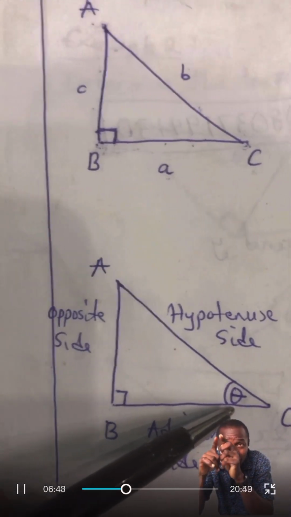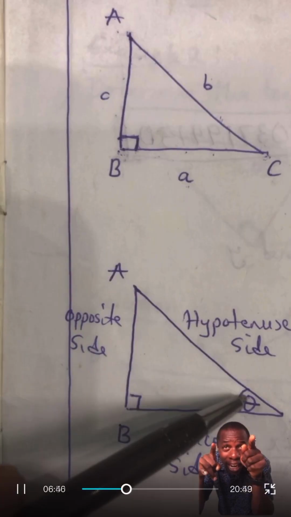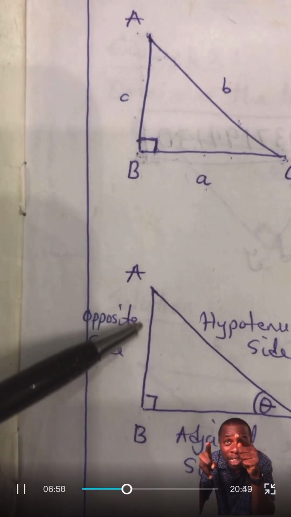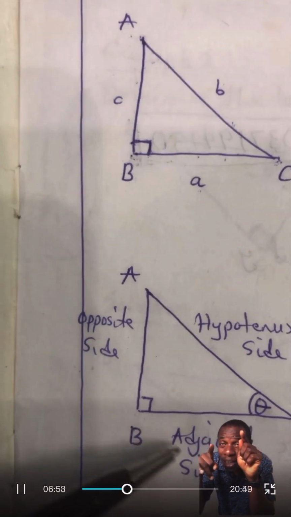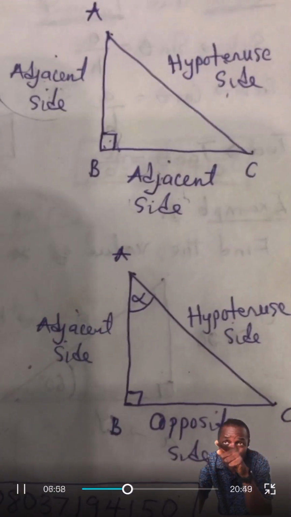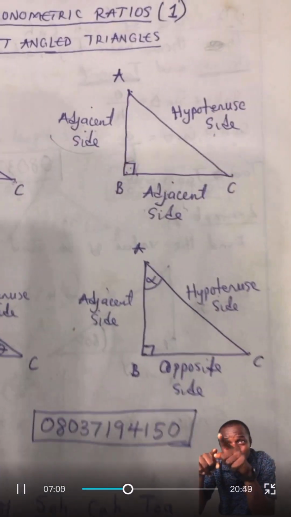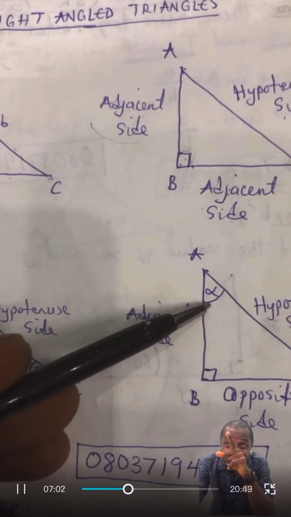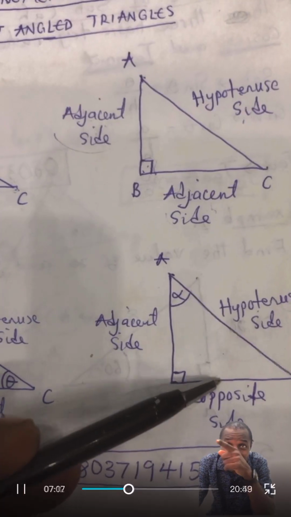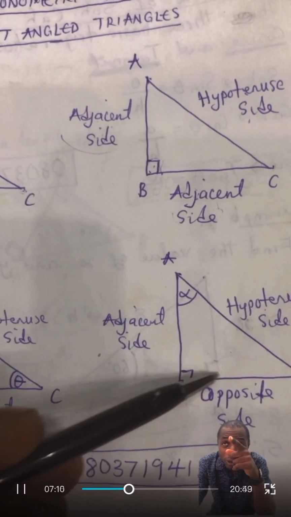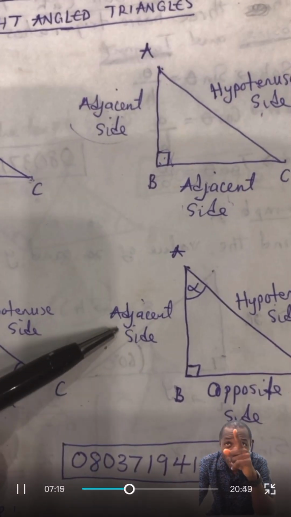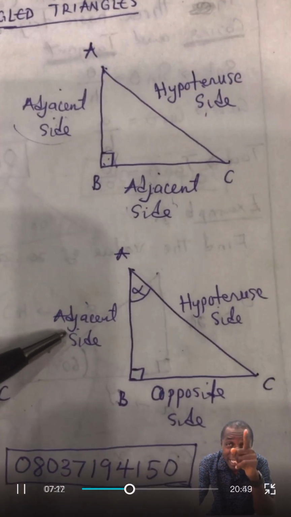So since the angle is at C and is facing this side, this side will change name from being adjacent to what? To opposite side, while this one still remains the adjacent side. Now look at the fourth right angle triangle, the fourth diagram. We have the angle now introduced at A, and that capital letter A is facing down. So that down side becomes opposite. It changed from adjacent to opposite side, while the other one remains the adjacent side.